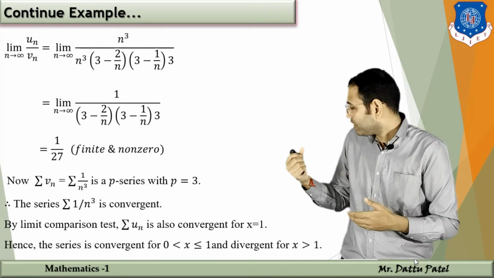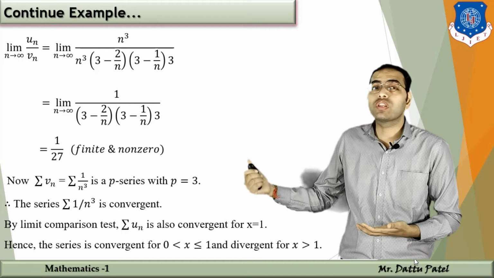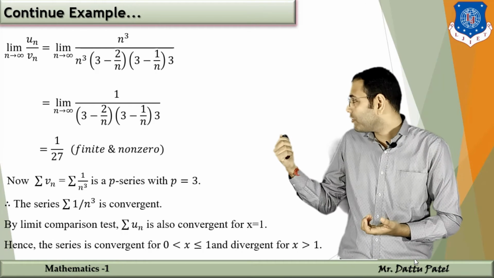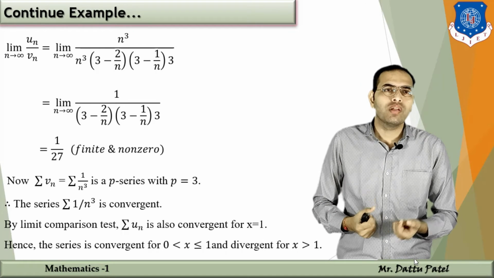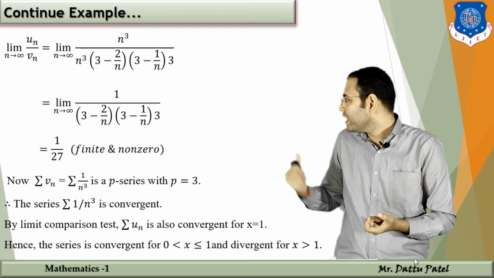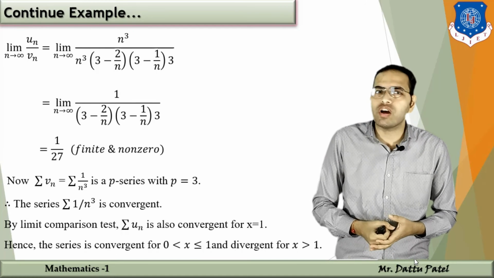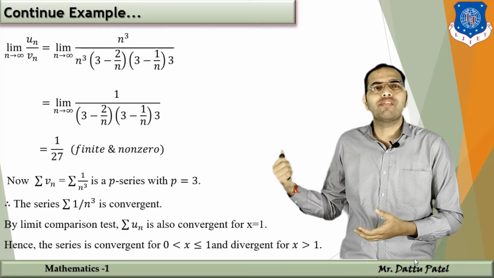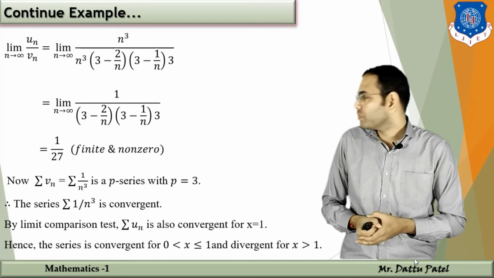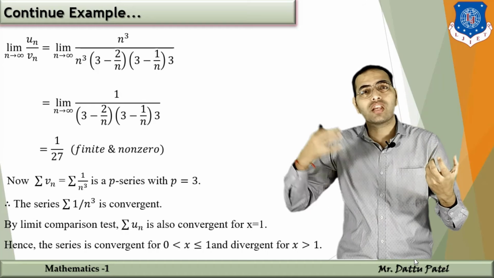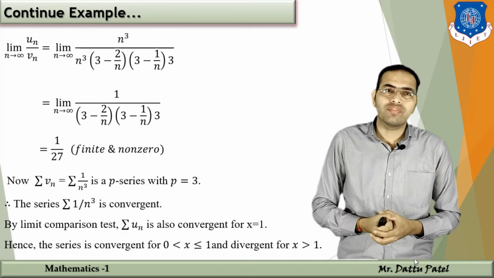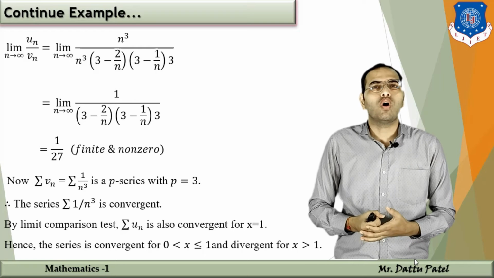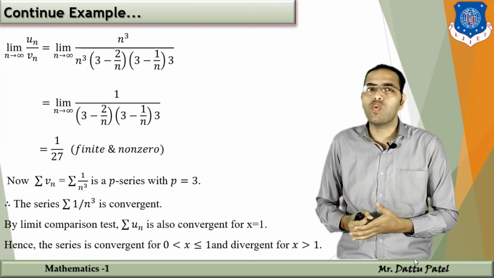Now let's check whether sigma Vn is convergent or not. Sigma Vn equals sigma 1 upon n cube. Here the value of p equals 3, which is obviously greater than 1. Then according to the p series, we can say that sigma Vn is convergent. Now both the series either converge or diverge together. Then according to the limit comparison test, sigma un is also convergent for x equal to 1.